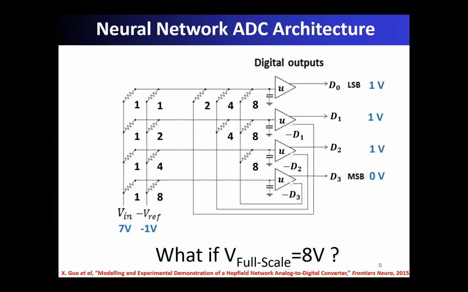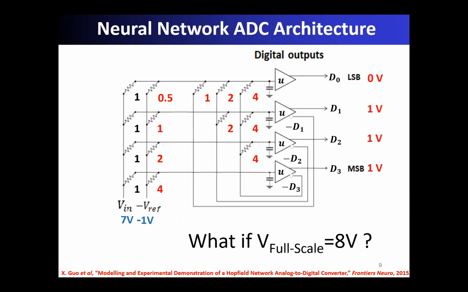So the question is, what if we want different specifications to be supported by this ADC, for example, to change the full-scale voltage to 8 volt instead of 16 volt? All we have to do, without any architectural modification, is to update the weights here, which are implemented simply by resistors, to half of their original values. And now 7 volt out of 8 volt will be quantized into 1110.